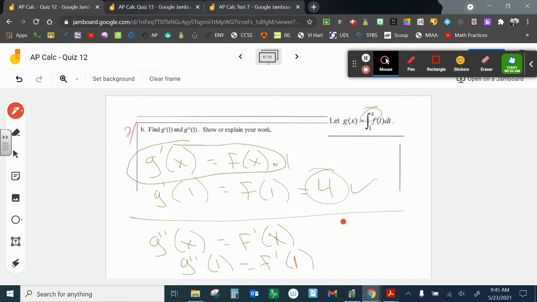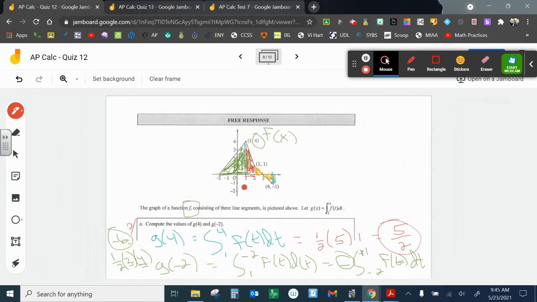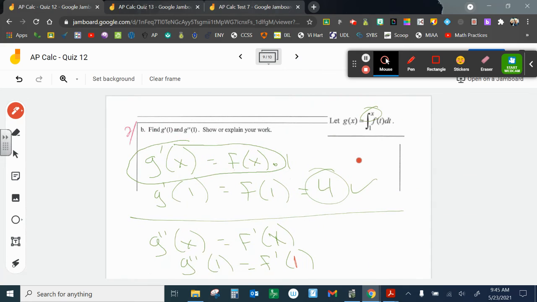Let's go back to the graph. What is the derivative at 1? Oh, there's a corner there, so it's not differentiable. So it's undefined. Undefined because there's a cusp at x equals 1. Okay?